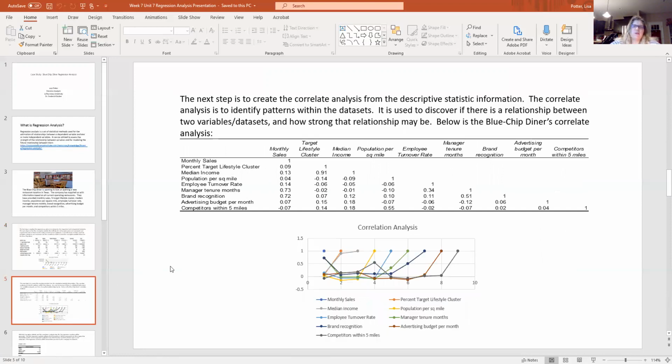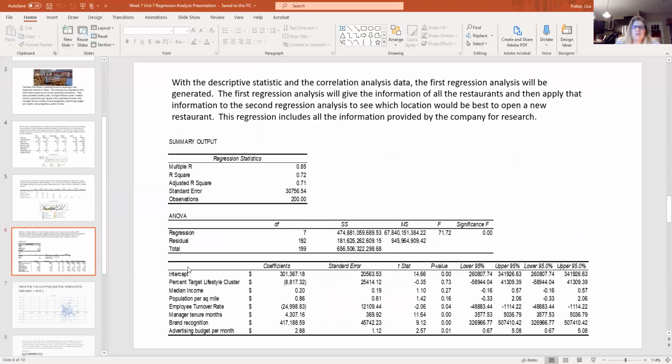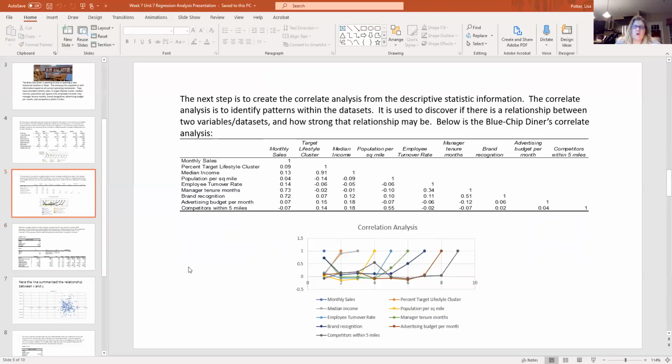The next step is to create the correlative analysis from the descriptive statistic information. The correlative analysis is to identify patterns within the database. It is used to discover if there's a relationship between the two variables, and how strong that relationship may be. Below is the Blue Chip Diner correlative analysis. And following that is the graph showing the points that are together and spread out far apart.